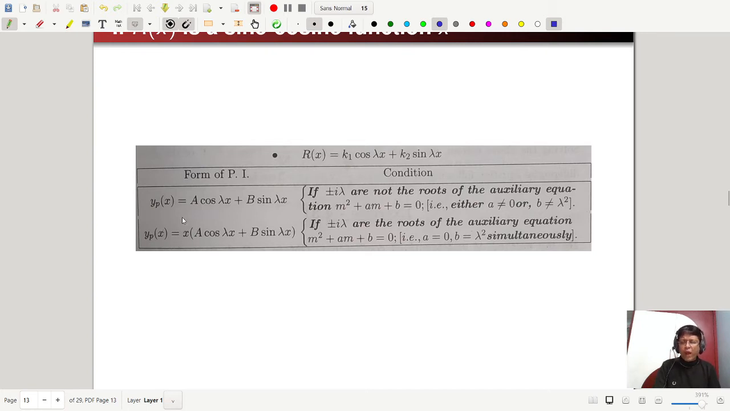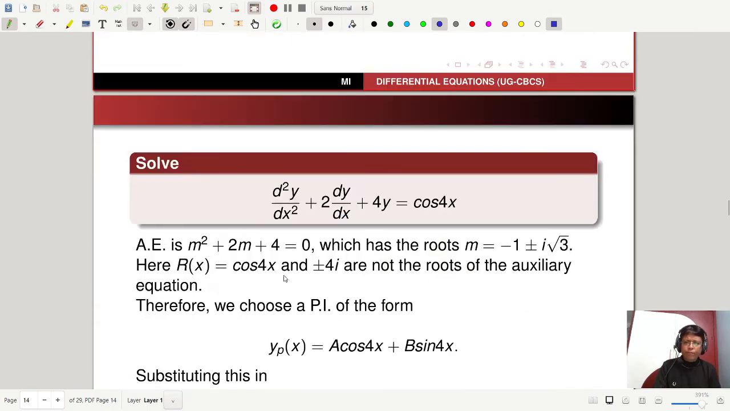then your yp will be a cos lambda x plus b sin lambda x, just in the form of the R(x). You have to assume it in the form of the R(x). But if plus minus i lambda are the roots of the auxiliary equation, then your yp will be x times a cos lambda x plus b sin lambda x. So this is the rule. So let's have a problem.